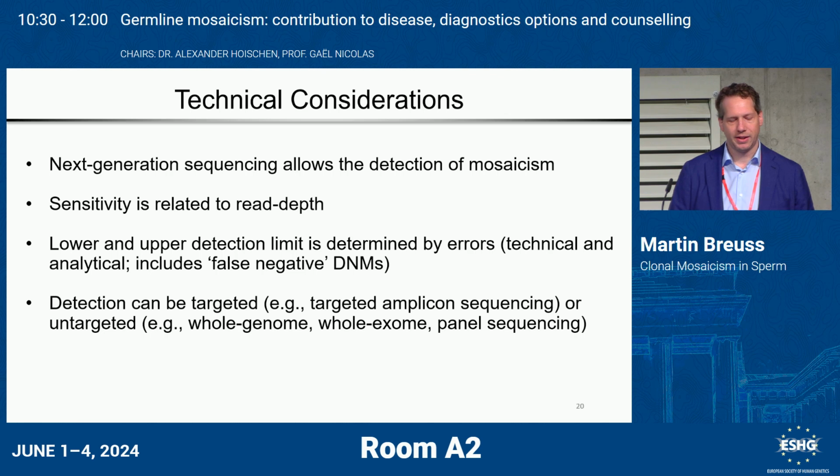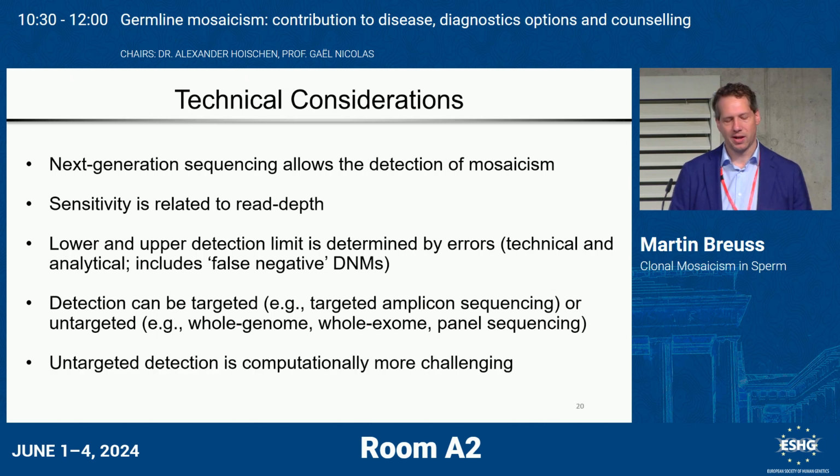And finally, an important distinction is whether you are targeting your mosaicism, so whether you know what you're looking for, like for instance for the PrECCare study, where you look at one de novo mutation that you already know was transmitted to the next generation, or whether you want to look at an unbiased view of the entire genome and understand mosaicism at a genomic scale or an exomic scale, or maybe even at a panel sequencing scale. And really, the untargeted detection has some computational challenges that are unique and different from the targeted analysis.